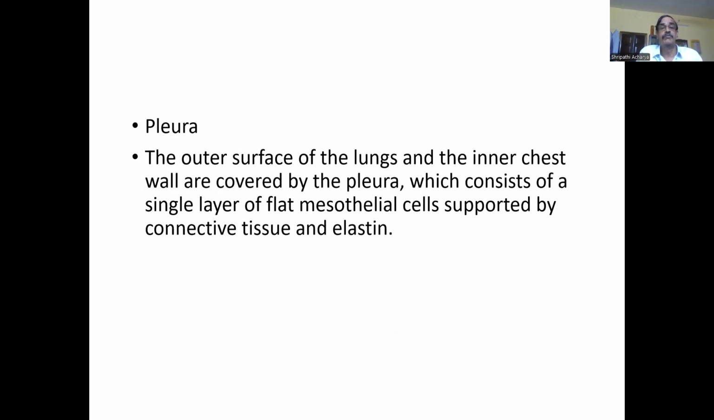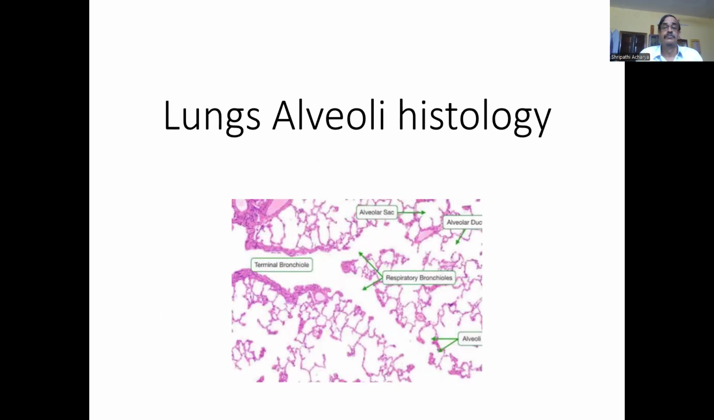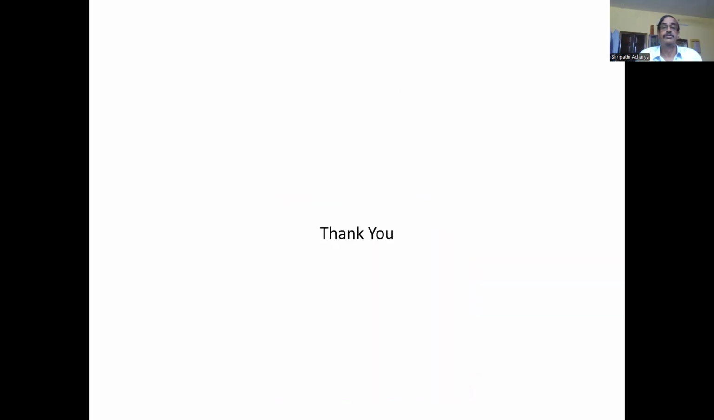Pleura. The outer surface of the lungs and the inner chest wall are covered by the pleura, which consists of a single layer of flat mesothelial cells supported by connective tissue and elastin. Lung alveoli under microscope. So today I discussed the respiratory system, the histology of the organs of the respiratory system.